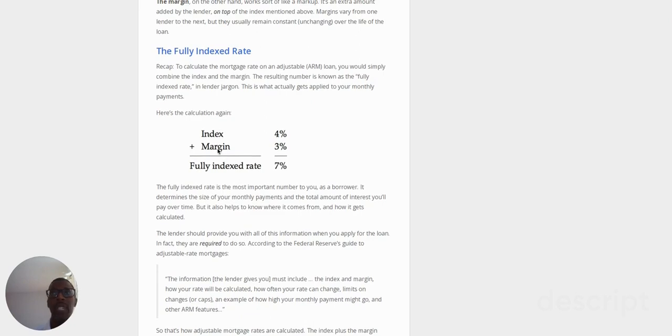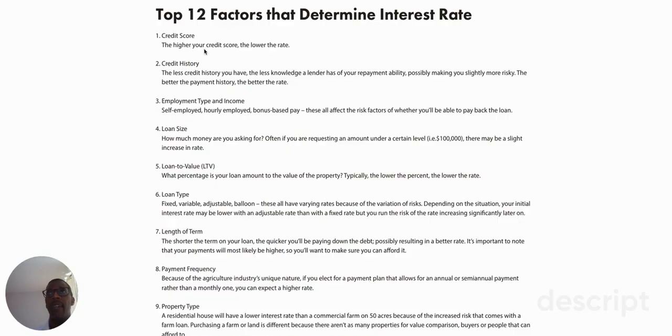Now, how do the lenders come up with this margin? How do they come up with that number? Well, there's a couple of things. I have another article here, and I'll have these links in the description below. There are some factors that will determine your interest rate. Obviously, your credit score. The higher your credit score, the lower your rate will be. Credit history. Lenders want to see that you have the ability to repay and repay on time. The less risky you are, the better your rate will be. They also want to look at employment type.